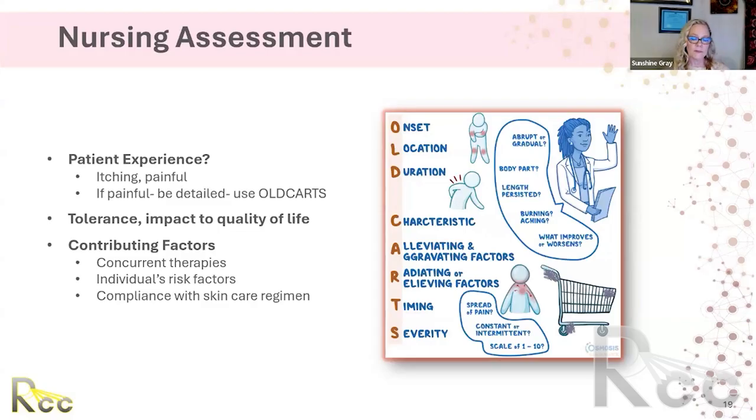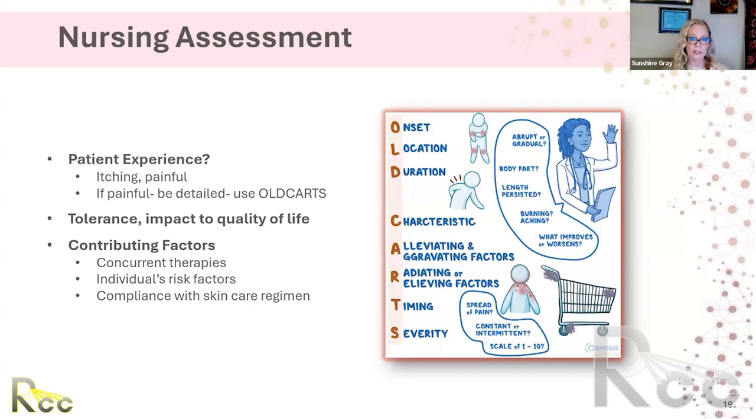How is it affecting them? How do they perceive it? What makes it better or worse? Radiating or alleviating factors, such as adding some cream, may stop that irritation or pain, or maybe it will not. And then what's the timing? Does that happen all the time, or does it only happen 2 hours after they finish their treatment? And then what's the severity? We use a scale of 0 to 10 here. And sometimes patients can say, this is a 5, it's really not comfortable, but I can tolerate it. Or maybe it's a 7 or 8 and I can't even sleep because it's bothering me so much.